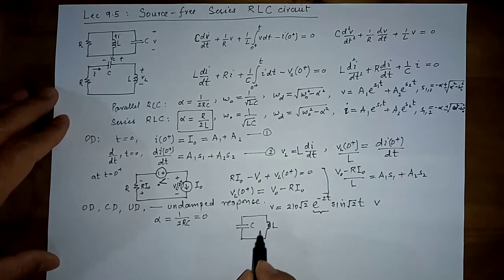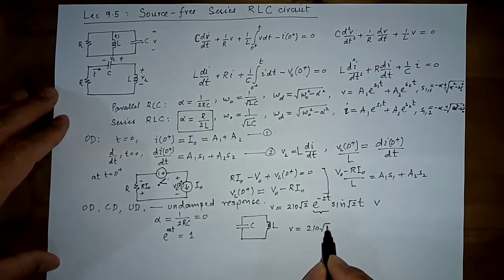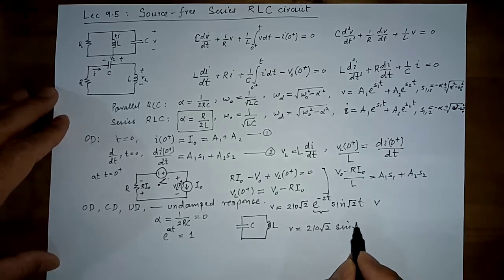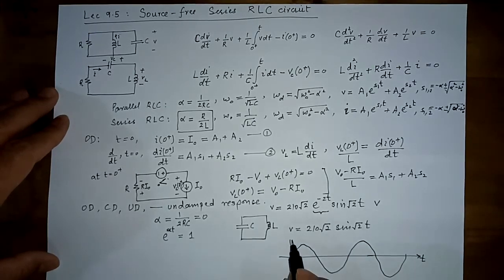So that agent is gone, so they will keep making the energy flow, and all terms of this form e raised to the power alpha t will become equal to 1. So the response would become 210 square root 2 sine of square root 2 t. Now this is a constant and this is a sinusoid. The response will go on forever and it's not damping. So it will have a settling time of infinity, never settles down. It goes on forever.